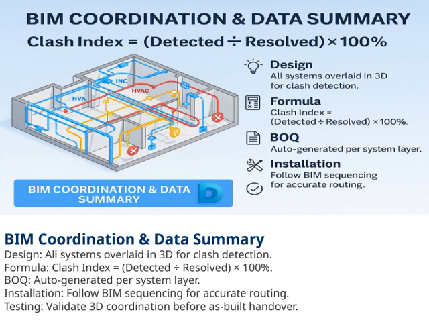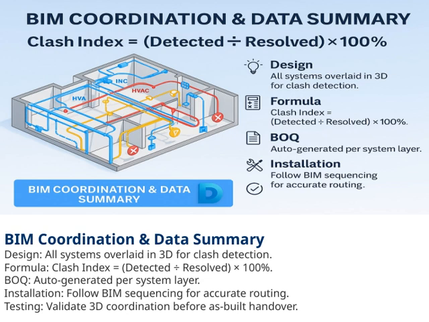Let's take a closer look at the BIM coordination and data summary. First, all systems are overlaid in 3 dimensions for clash detection. This means we can visually identify any conflicts early in the design process, helping us prevent costly issues later on. Next, we use a clash index, which is calculated by dividing the number of detected clashes by the number we've resolved, then multiplying by 100%. This gives us a clear, quantifiable measure of how well our coordination is progressing.